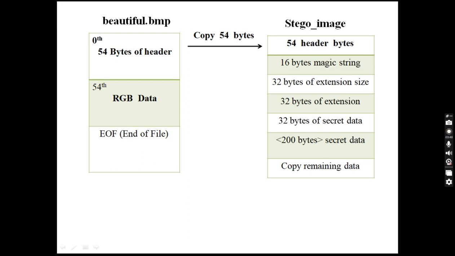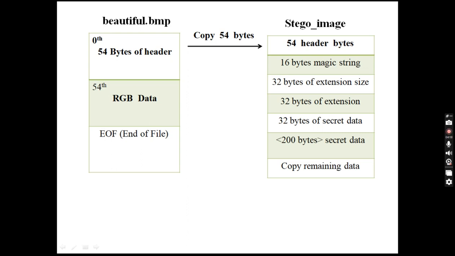We are going to fetch 16 bytes from beautiful.bmp and encode hash star and write the data in the stego image. Next, we have to encode the size. Size is an integer. The integer is 4 bytes. We have 32 bits, so we require 32 bytes of image data. After 16 bytes, fetch 32 bytes from the beautiful.bmp. Then encode the size. For file extension, the number of bytes is not fixed. The file extension is user defined.